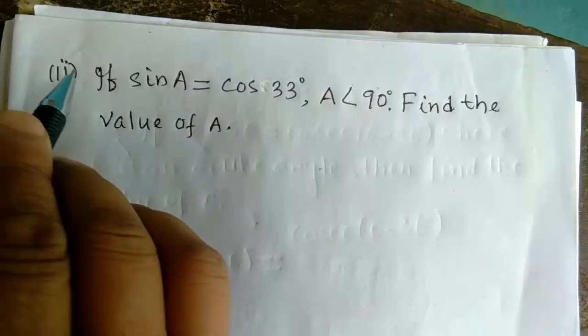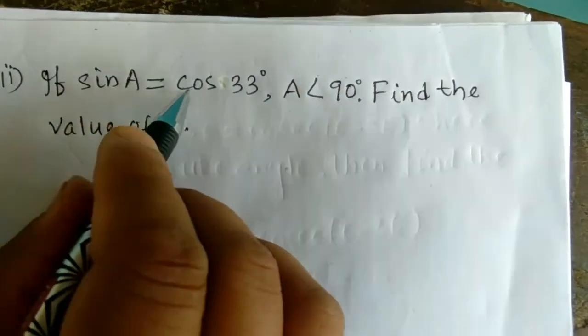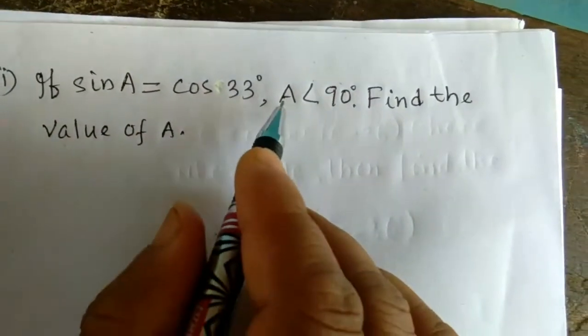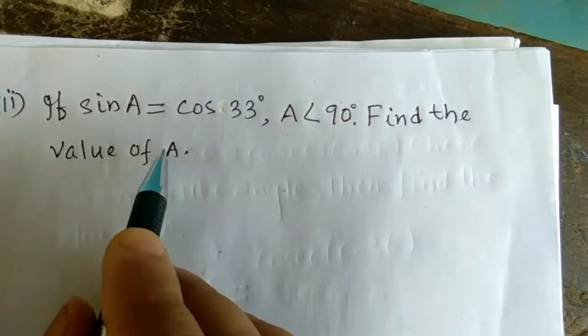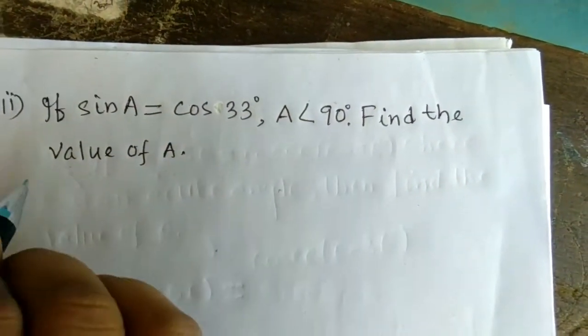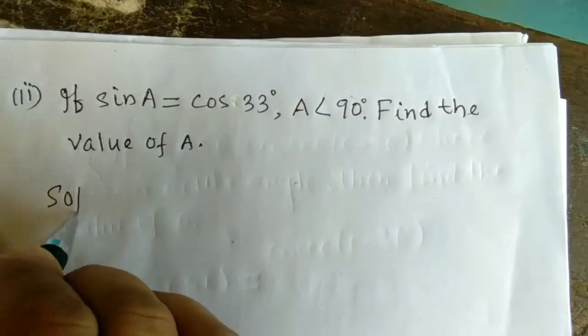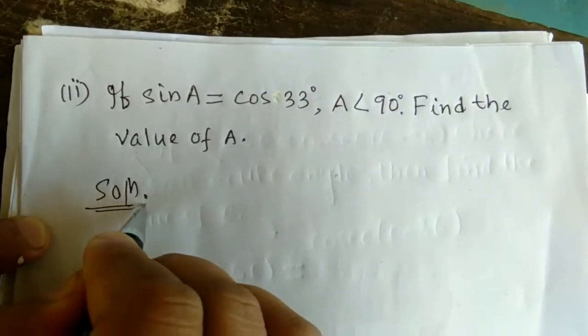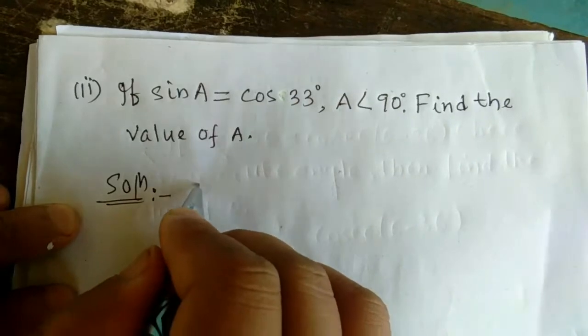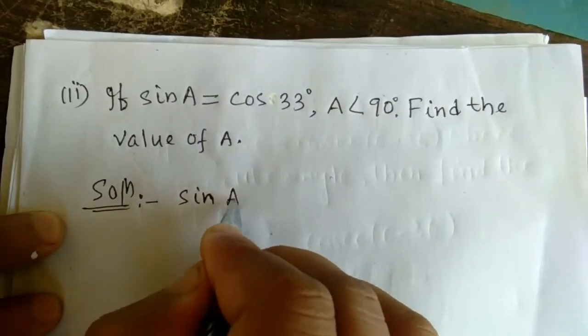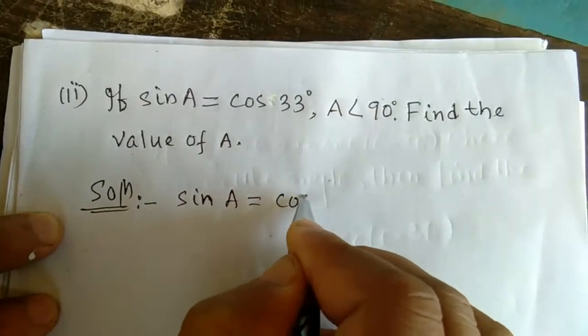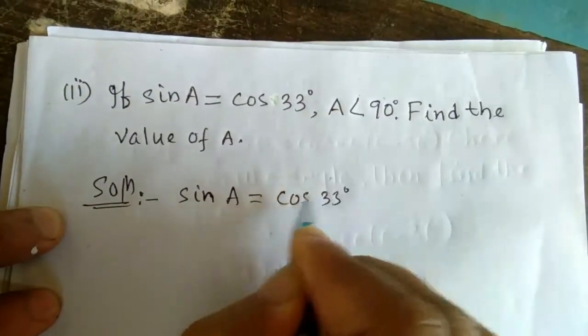Question number 2. Sin A equals cos 33 degree, where A is less than 90 degree. Find the value of A. The value of A must be less than 90 degree, as given. So solution: how to find the value of A. Sin A equals cos 33 degree.